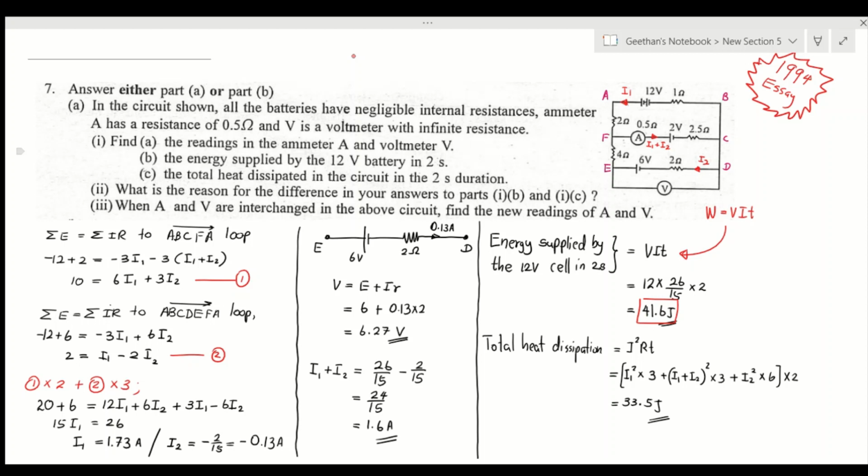And also this I2 is a minus current, so it's charging the 6-volt battery as well. So these currents given by the 12-volt battery are now charging the 2-volt battery and the 6-volt battery.